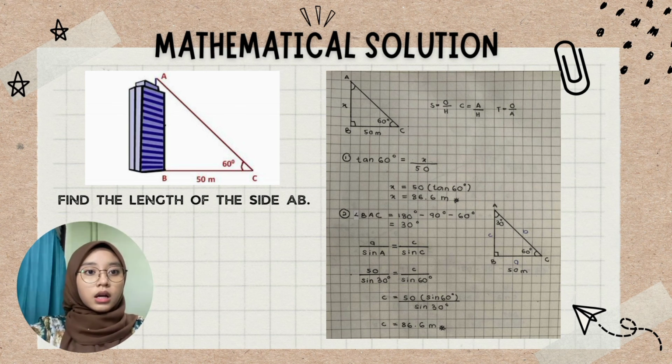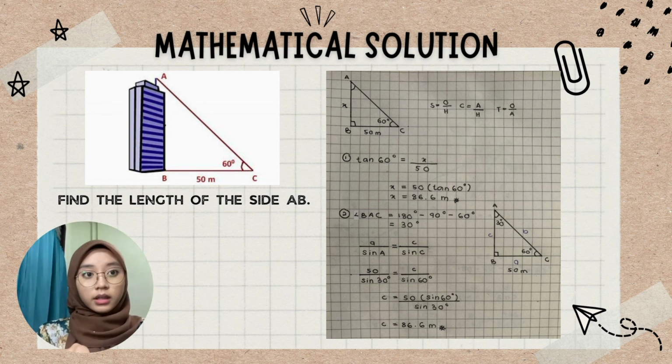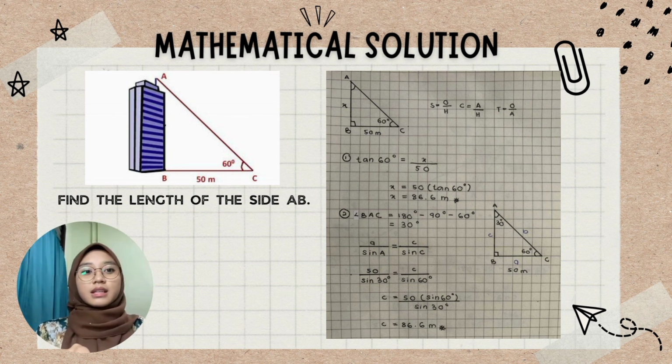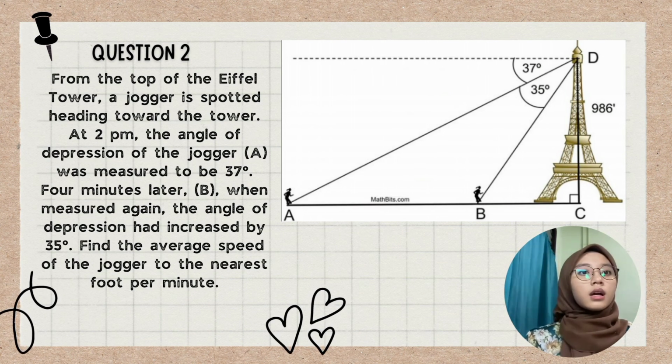So now, just put the values in the formula, which is A over sine A equal to C over sine C. And then we bring the sine 60 to the other side. And by using the calculator, you will get 86.6 meters, the same as the first method. Let's move to another question.